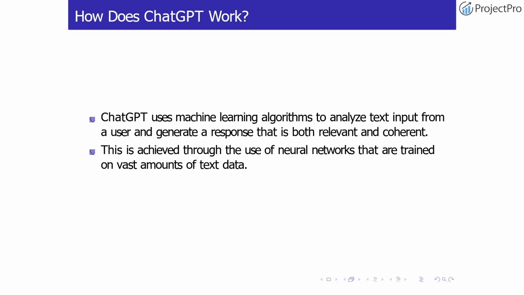The training process for ChatGPT is incredibly complex and involves millions of parameters that need to be fine-tuned over time. But the end result is a language model that can mimic human conversation with remarkable accuracy.